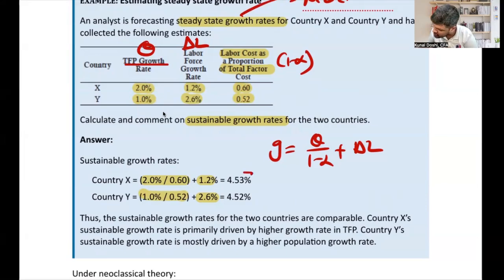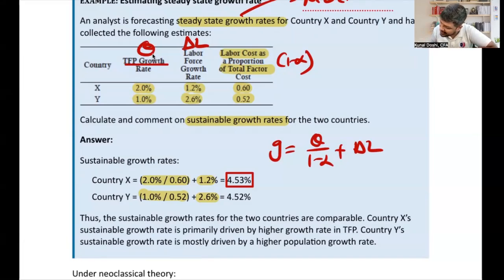What do you see as the conclusion? Country X has a marginally higher growth rate expected in the GDP. But more than that, what you need to analyze is where country X's majority growth is coming from. Is it coming from the growth in labor or growth in technology? Where do you see comparatively that your focus should be?